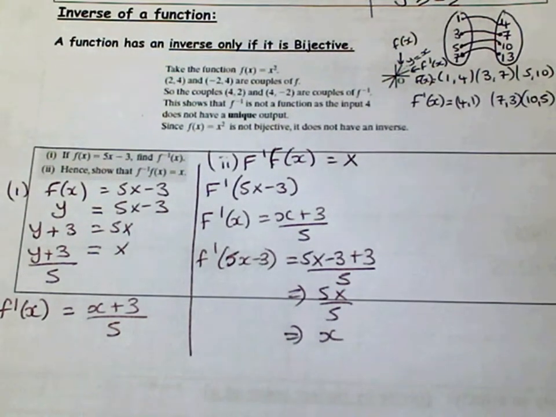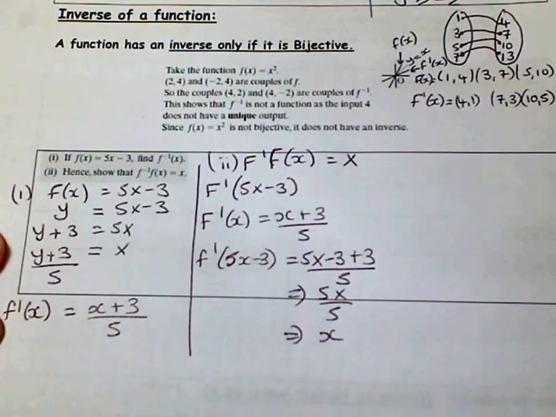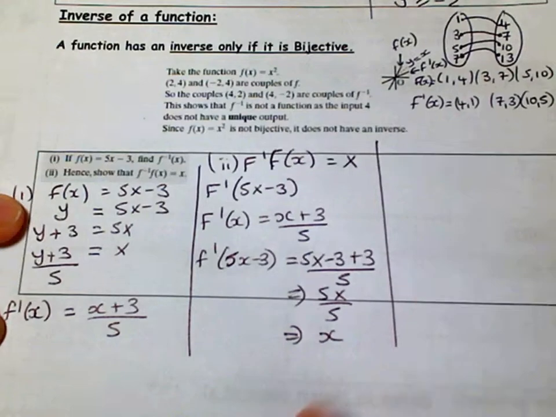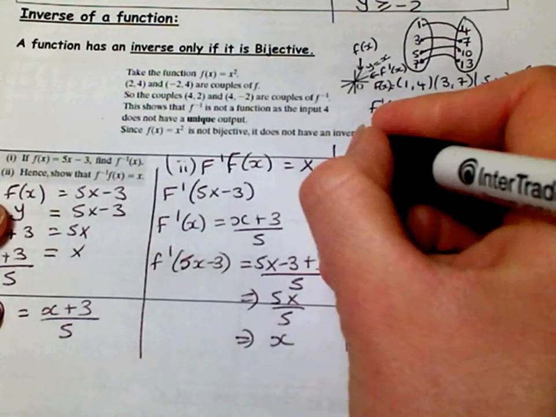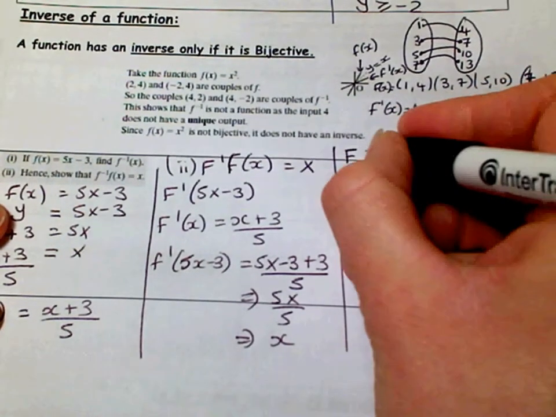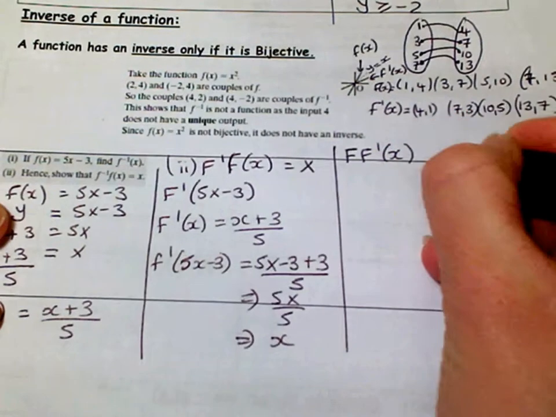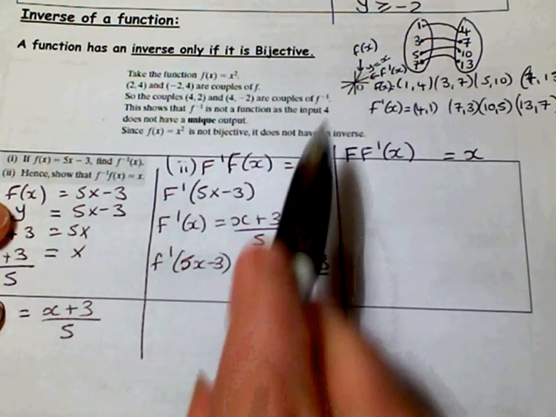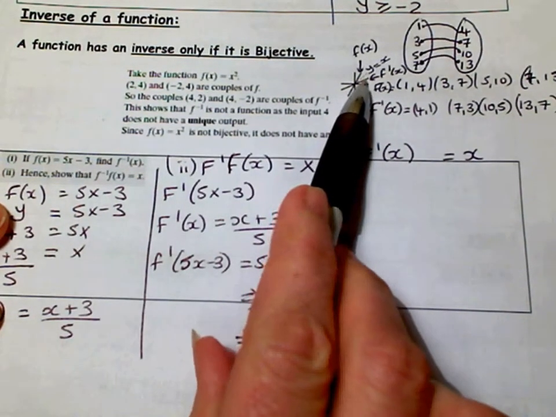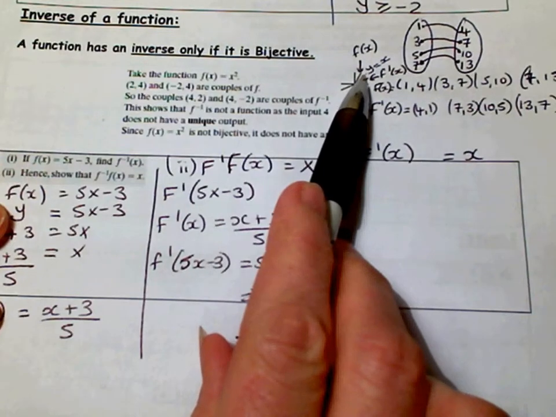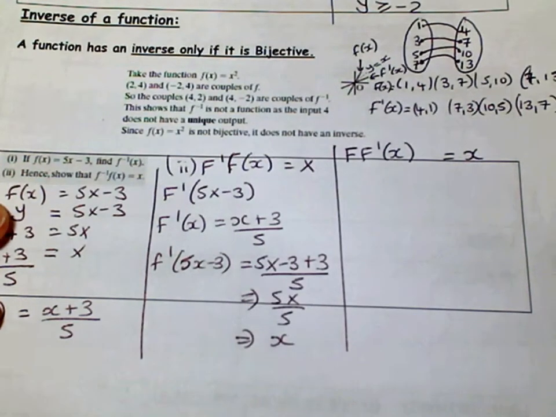Now you can prove also that the exact same will happen if you do f of f dash of x, it will also yield you x, because remember, back to that little diagram, one line is got by a reflection through the line y equals x.